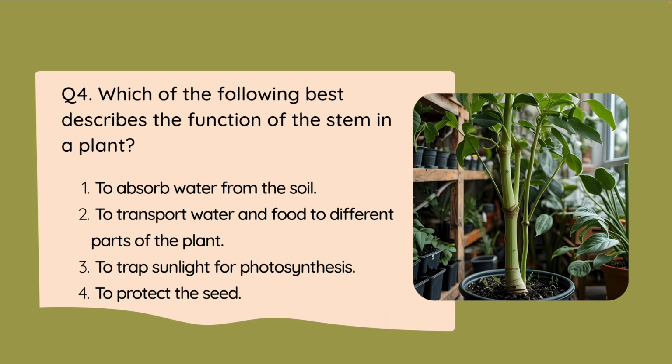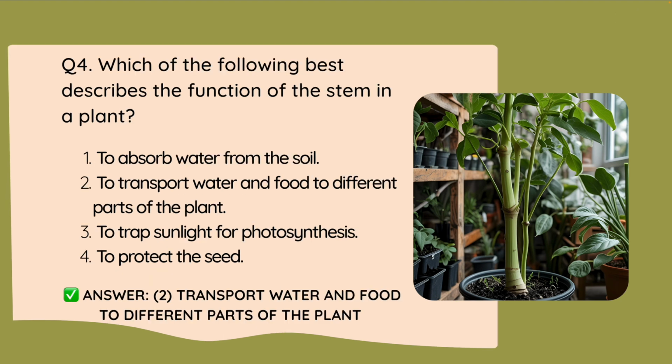The correct answer is 2. To transport water and food to different parts of the plant. The stem carries water and minerals through the xylem from the roots up to the leaves, and also carries food made in leaves through phloem to other parts of the plant. The stem also helps the plant stand upright and hold leaves, flowers, and fruits.